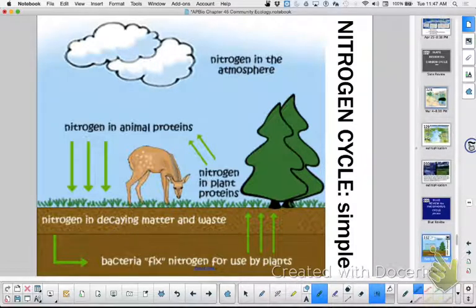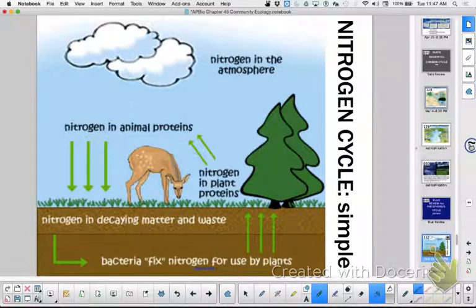Then animals can eat the plants. Who can work on these plants and animals if they die? Decomposers. And decomposers put it back to what they're not showing you here, ammonia. Also, you have denitrifying bacteria that will take it from nitrate and put it back into the atmosphere. This whole process uses multiple bacteria to get it from here to here.